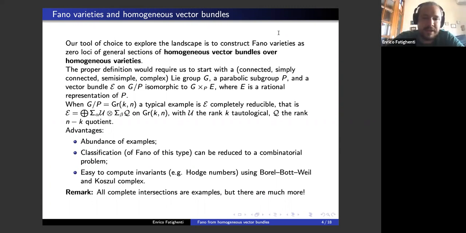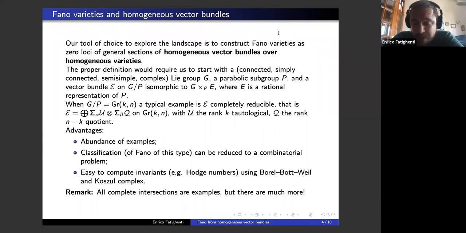Of course, we all know that the Grassmannian comes with 2 distinguished vector bundles: the rank K tautological bundle, which I will denote by U, and the rank n-K quotient bundle, which I will denote by Q. Then you can take as an example of such a vector bundle a direct sum of Schur functors applied to U and to Q. So for example, this means that we can take symmetric powers, exterior powers, and other more complicated combinatorial objects.